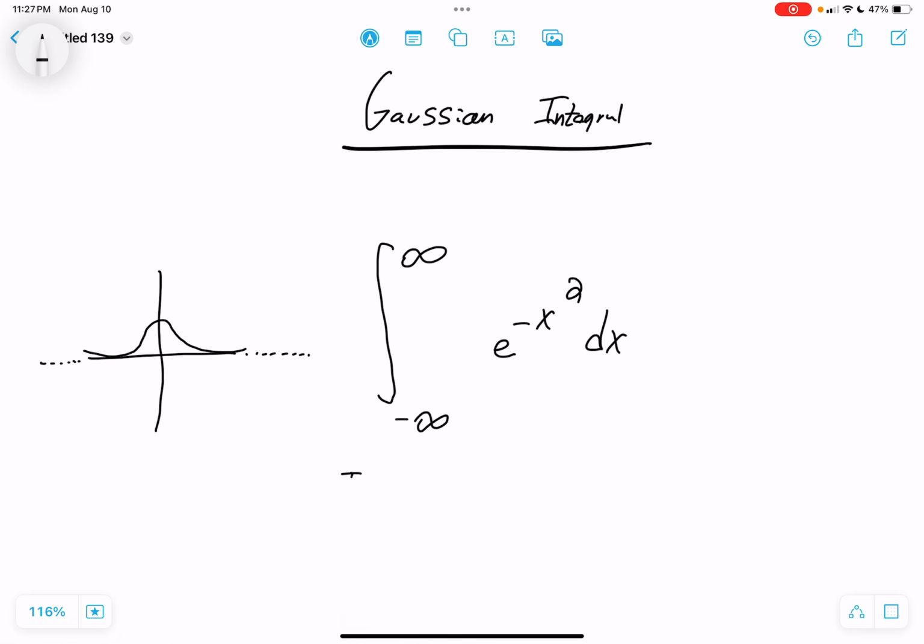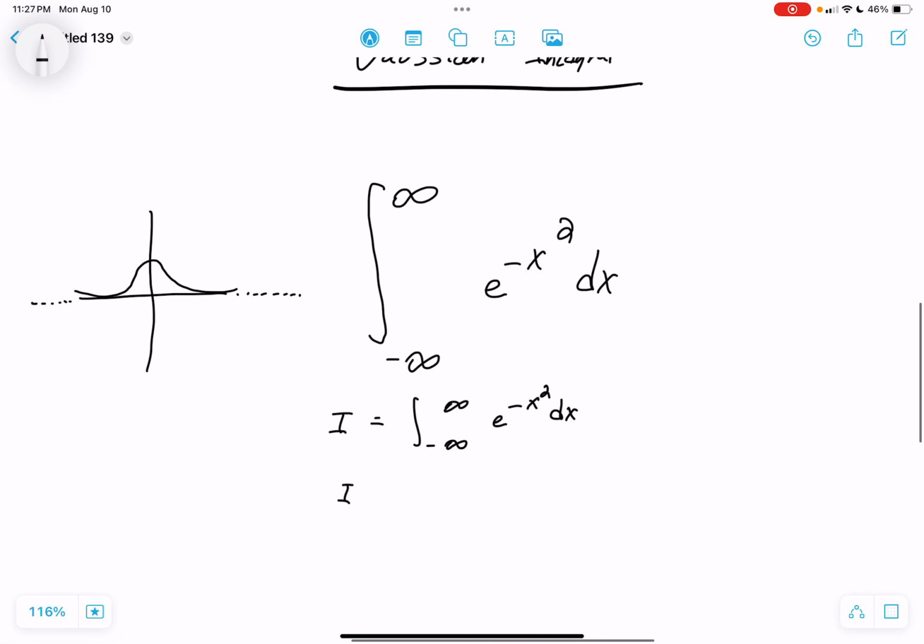So the first thing I'm going to do is let this integral be called I. Okay? And then I'm going to square I. So that I squared is the integral from negative infinity to infinity of e to the negative x squared dx, times the integral from negative infinity to infinity of e to the negative x squared dx.